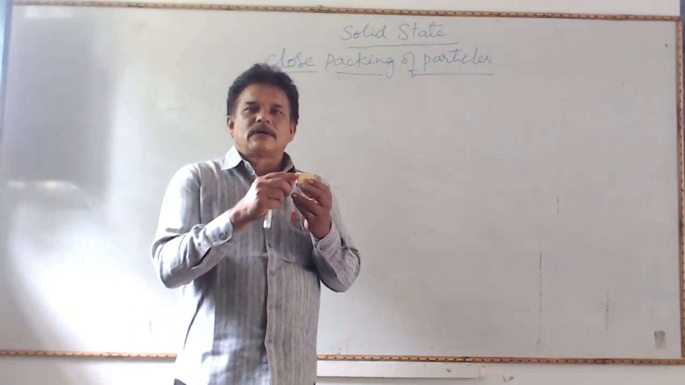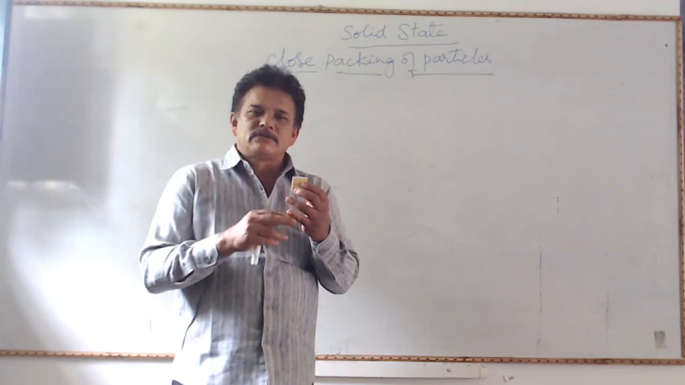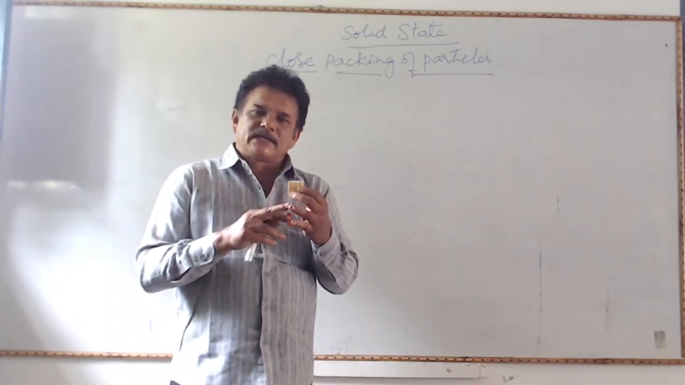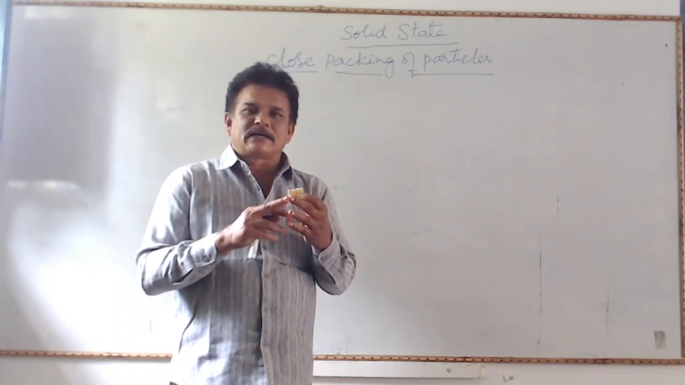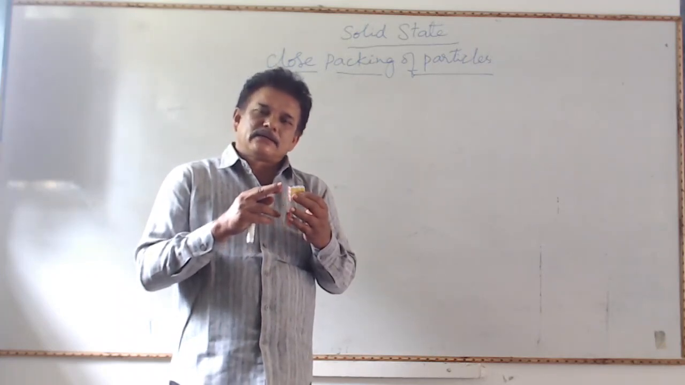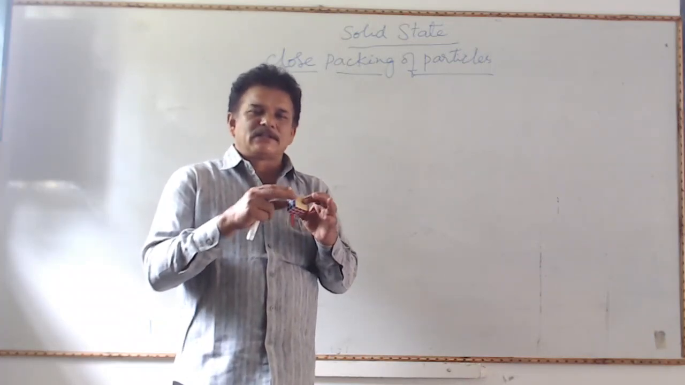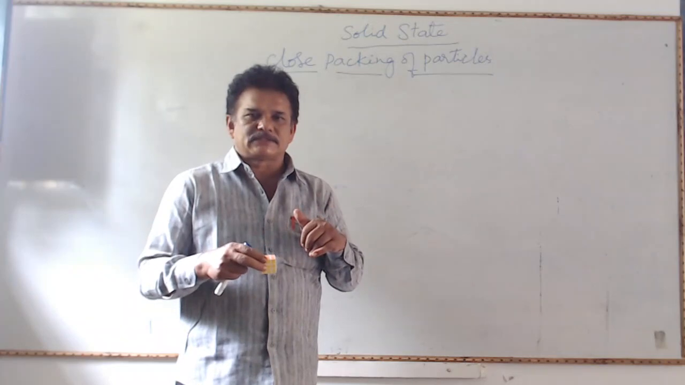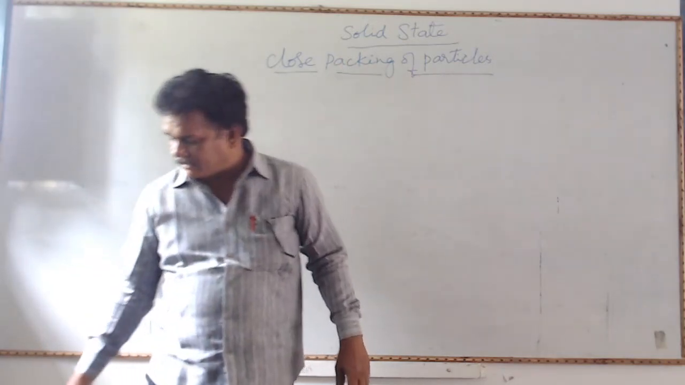And we are also aware that there are four types of cubic unit cells: primitive cell, base-centered cubic unit cell, body-centered cubic unit cell, and then edge-centered, end-centered cubic unit cell. We discussed all these things in the previous class. Now we discuss the close packing of particles.